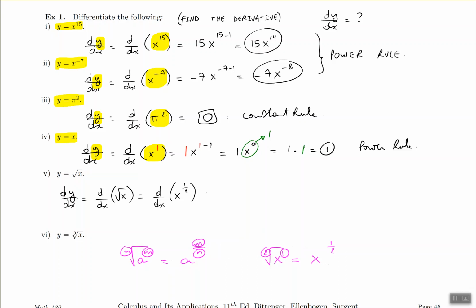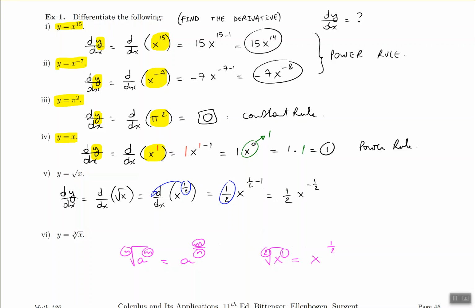So now that we have x to the 1/2, we can use the power rule, which says bring the power down to the front, then take away 1 from that exponent. So again, all we do is grab the power and slide it to the front, and then we take away 1 from it. So 1/2 was already there, and then we just take away 1 from it. And so we end up with 1/2 x to the power of negative 1/2.